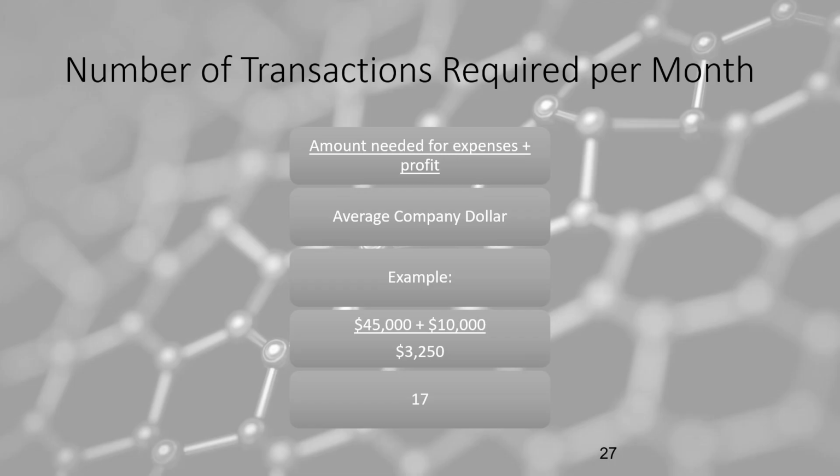Determining the number of transactions required per month, you're going to need the amount for expenses. What are your expenses? Plus your profit. What do you want to make? Take the average company dollar, and here's how you do it. The amount needed for expenses plus profit divided by the average company dollar is 17 transactions per month.